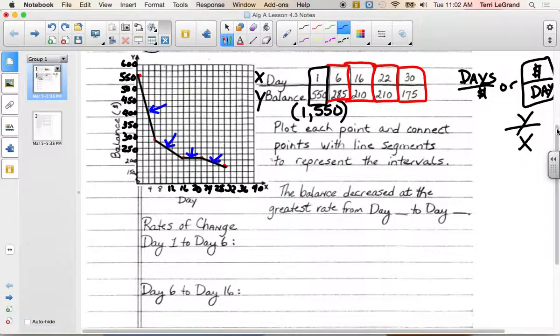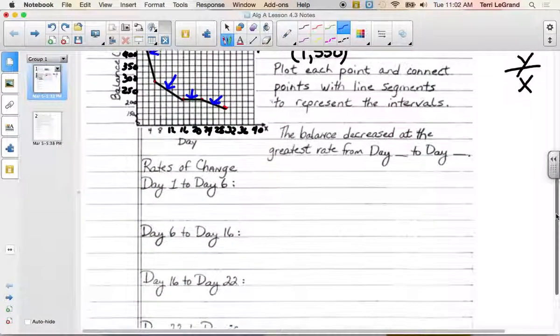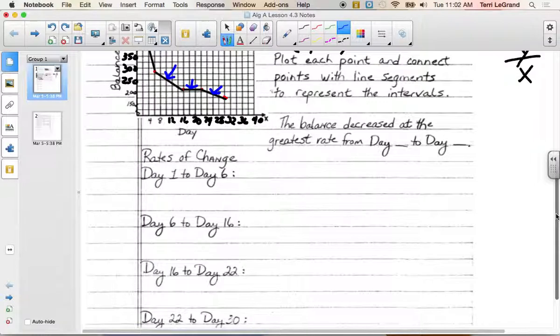Okay? So put those rulers down. You're done drawing your line segments. Now we're going to do some arithmetic. We're going to answer this question last, so just leave that alone right now. Oh, actually, we can look at the graph and say, what do we think? The balance decreased at the greatest rate from day what to day what? Rose? Yeah, day 1 to day 6 it's looking like right now. So just looking at the graph, that's what we predict. Now we're going to figure it out mathematically also.